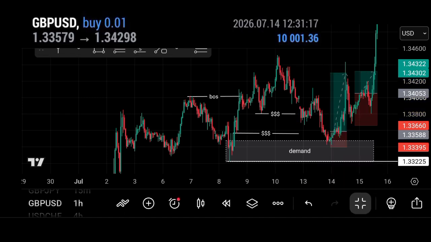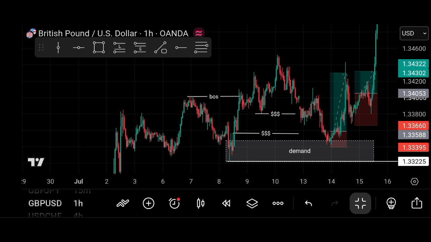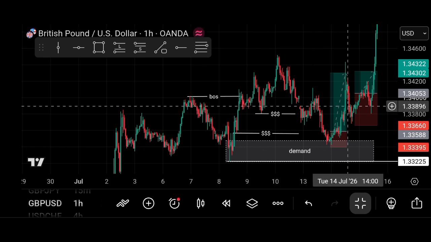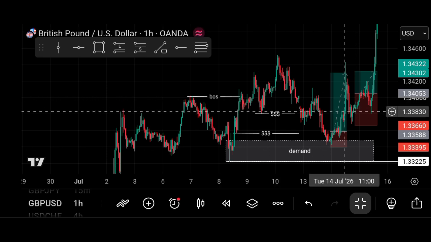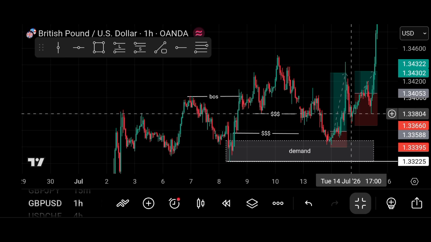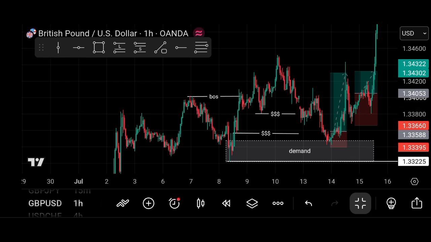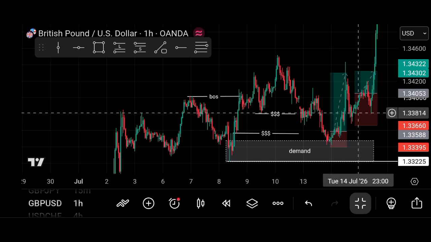Okay, I exited somewhere there, and then we had a really nice pullback the following day. I think this was on a Tuesday. We had a nice pullback within the evening of that same day, and I think I missed that entry. So I had to brace myself to enter the following day.